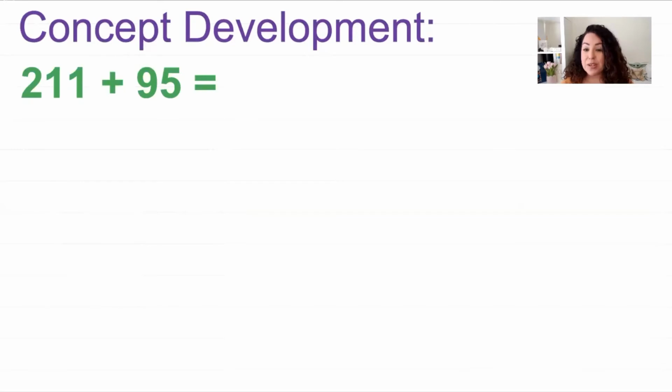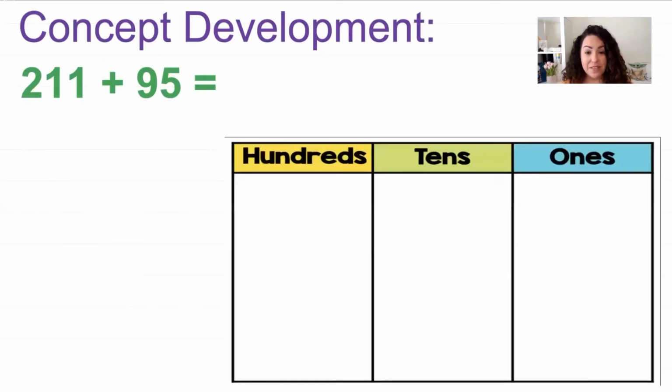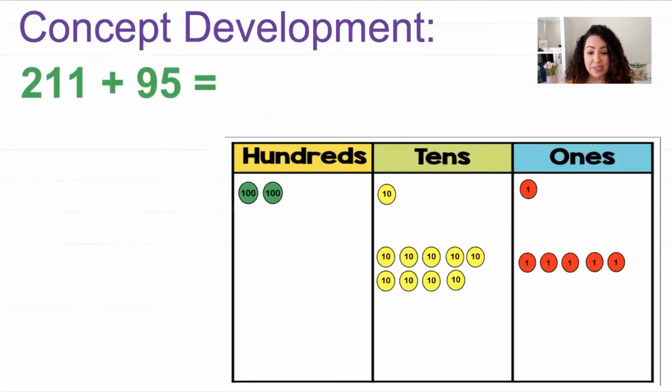I have 211 plus 95. So here's my place value map. Let's make that first number. 2 hundreds, 1 10, and 1 1. Now let's make our second number. 9 tens and 5 ones.